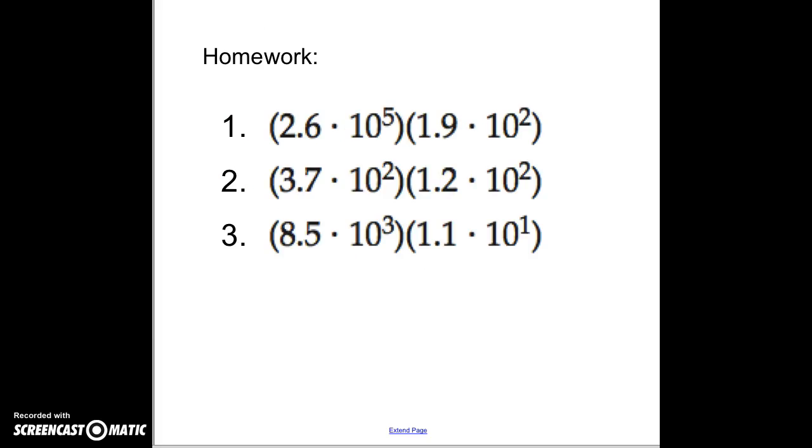You have 3 homework problems for tonight. Make sure you show work and make sure you have these homework problems and the notes completed as your assignments tomorrow.